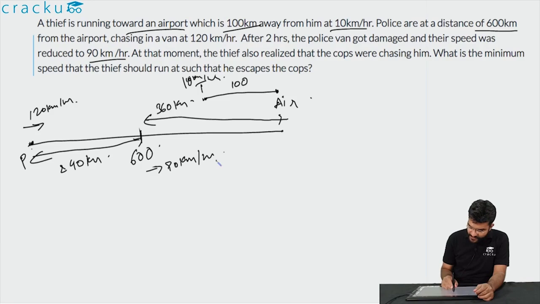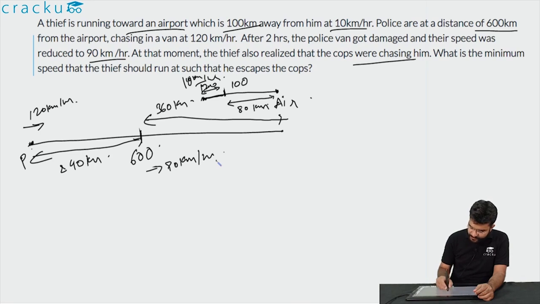At that moment, the thief also realized that the cops were chasing him. So in these 2 hours, the thief would have covered 20 kilometers and he is 80 kilometers away from the airport. And this is 20. What is the minimum speed that the thief should run such that he escapes the cops?